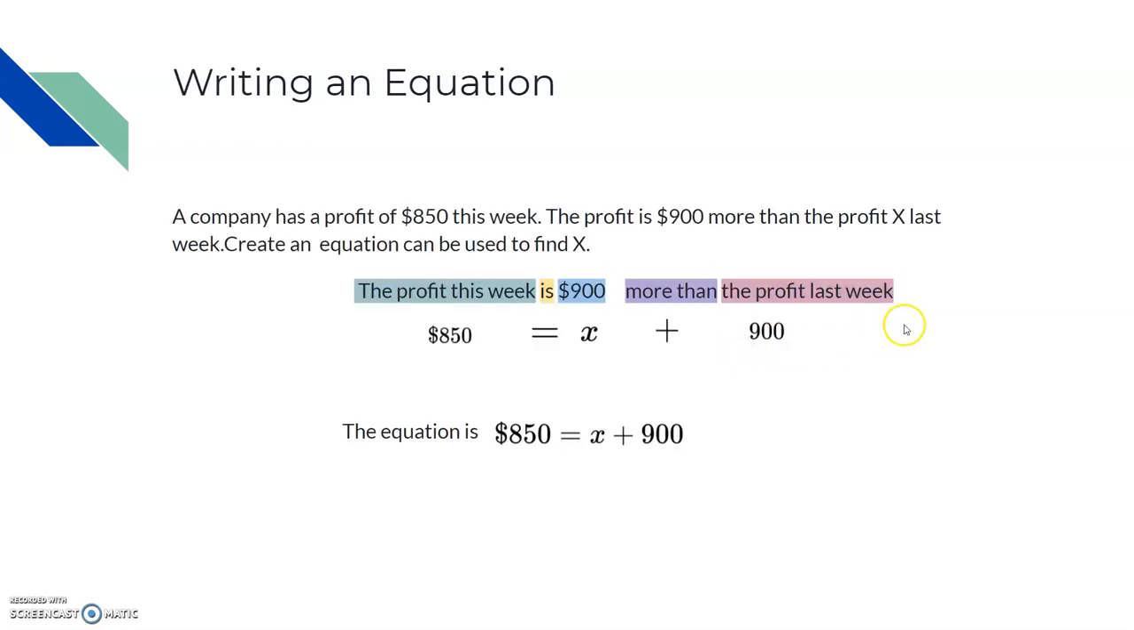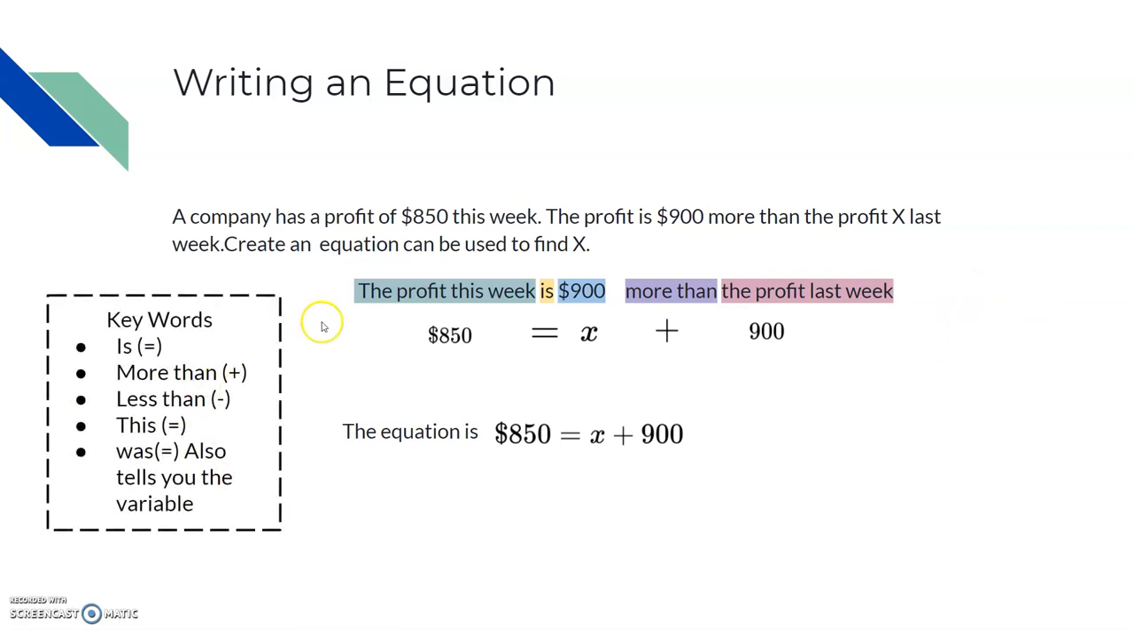Now we're going to be talking about writing an equation. We usually write an equation by taking out keywords from the word problem. Here I have created a box just for keywords and what words mean what symbols. So we have "is," that means equal to. "More than" is plus. "Less than" is minus. "Is" is the equal sign. "Was" is also the equal sign. X also tells you the variable.